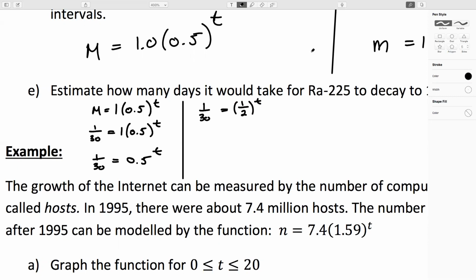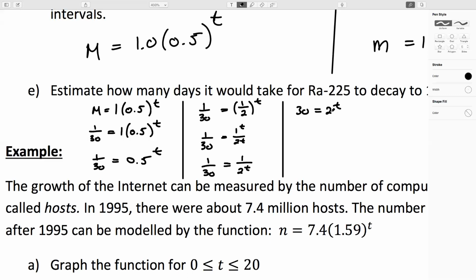So 1/30 equals 1/2 to the power t. Now, when we exponentiate a fraction, both the top and bottom receive the exponent. So 1/30 is going to equal 1 to the t over 2 to the t. But 1 to any power is still 1, so we can disregard that and write this as 1/30 equals 1 over 2 to the power t. Now that one fraction equals another fraction, we can flip the fractions upside down, and we can write 30 equals 2 to the power t. Now it's going to be much easier to estimate.